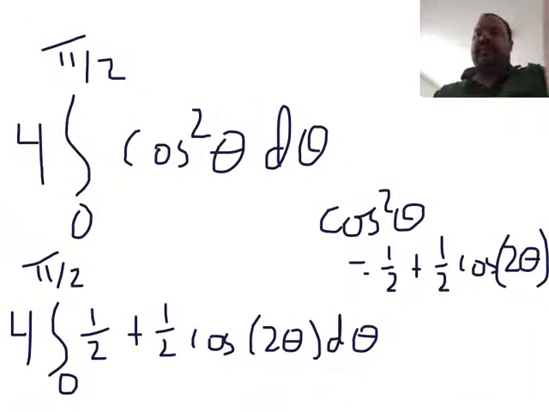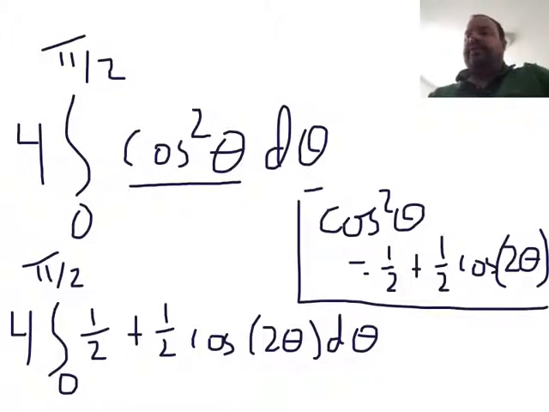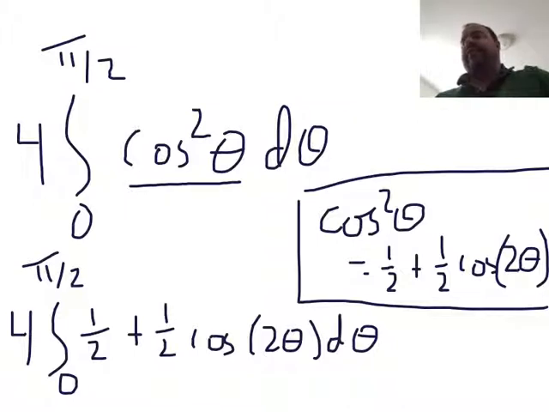Alright, so you can see here on this slide I have changed the integrand just to cosine squared, and now I'm going to use another trig identity. You might have learned this by solving for cosine of 2 theta when you were in trigonometry or in precalculus, but we want to solve for cosine squared. Cosine squared is equal to 1/2 plus 1/2 cosine of 2 theta.